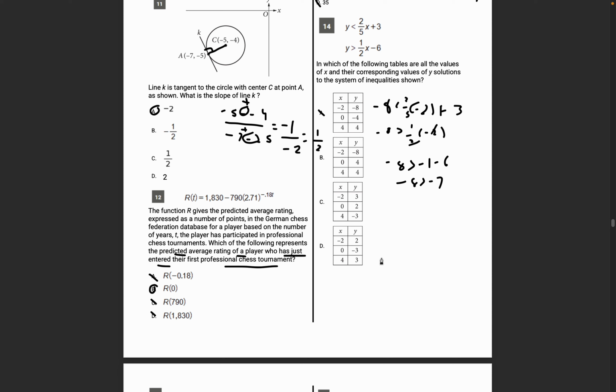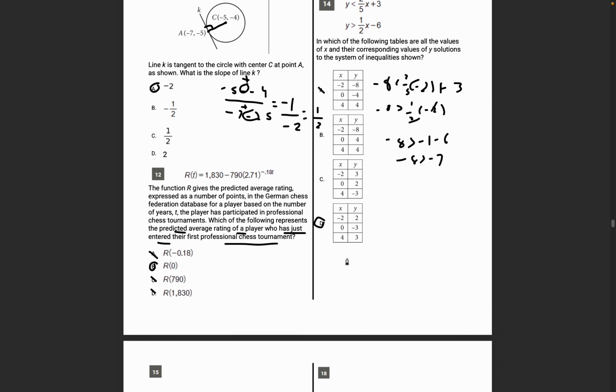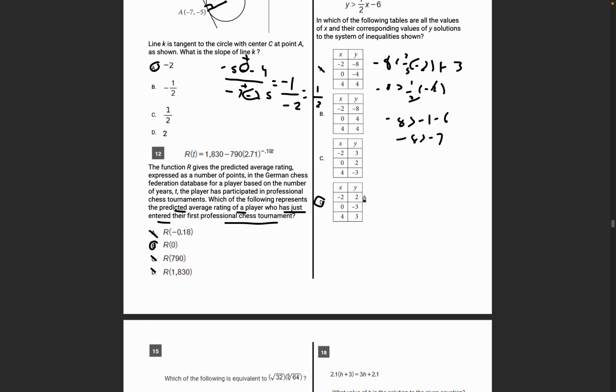I think let's go to D. -2 is 2 less than 2/5 of 2 plus 3. I think that's right. Wait. Two-fifths of -2 plus 3. And then 2 is less, that would be like 2 point something. Okay, I'm just gonna go with this because the first one is true. Yes, this is true. And I plugged in that one.